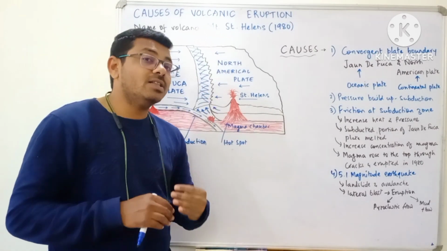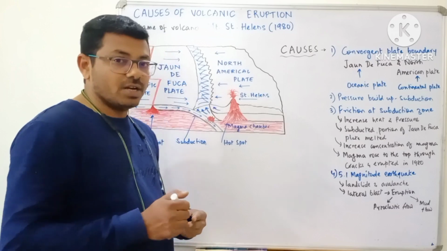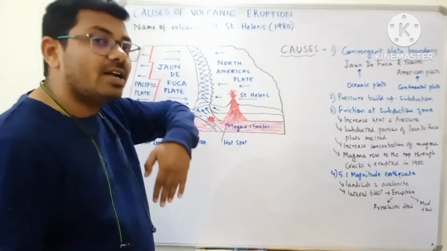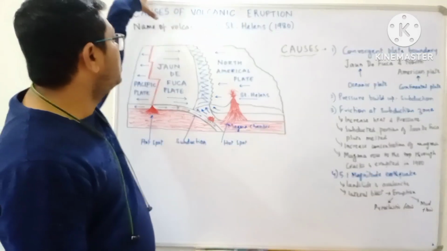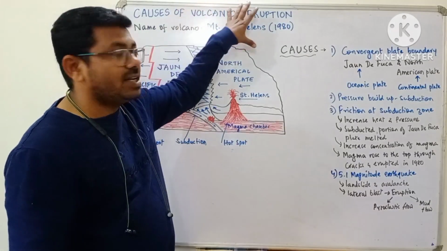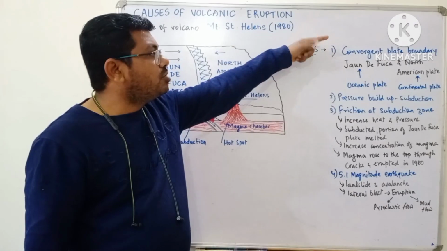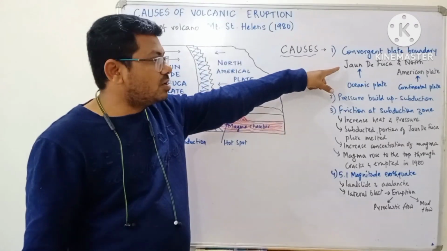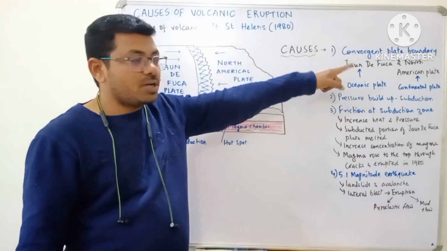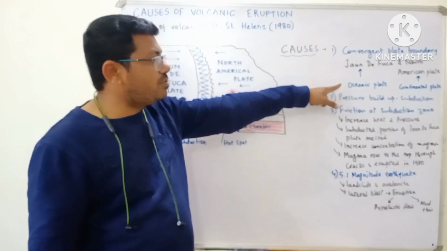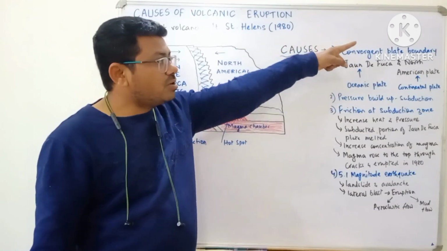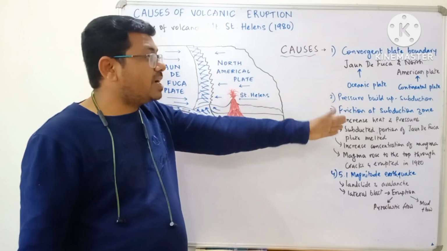So what causes will you write in your answer? You will start writing the causes of the volcanic eruption of Mount St. Helens in 1980. You will start with the convergent plate boundary. You need to name the two plates, the Juan de Fuca and North American plates. You also need to mention that the Juan de Fuca plate is an oceanic plate and the North American plate is a continental plate.